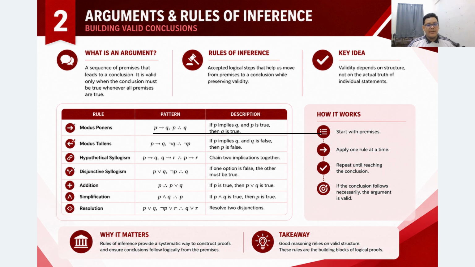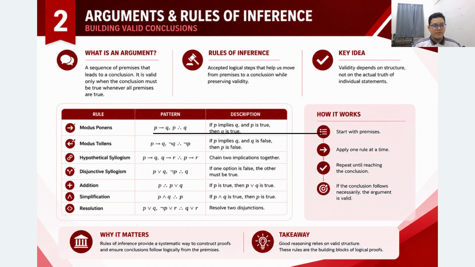Before we apply logic to real situations, it is important to understand what an argument is and how rules of inference work. In logic, an argument is a sequence of premises that lead to a conclusion. An argument is considered valid if the conclusion must be true whenever all the premises are true. To move from premises to a conclusion, we use rules of inference. These are accepted logical patterns that preserve validity and help us reason correctly.